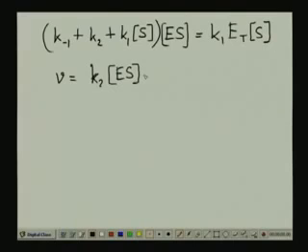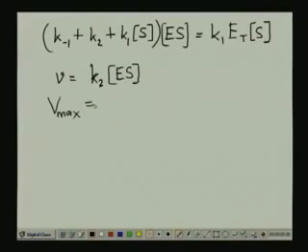I am going to use another term here now. If this is K2 ES, I can define a Vmax. The Vmax is the maximum velocity the enzyme can attain. And what is that a measure of? That is a measure of the total enzyme concentration. Because if all the enzyme were to react, then it would attain the maximum velocity possible.